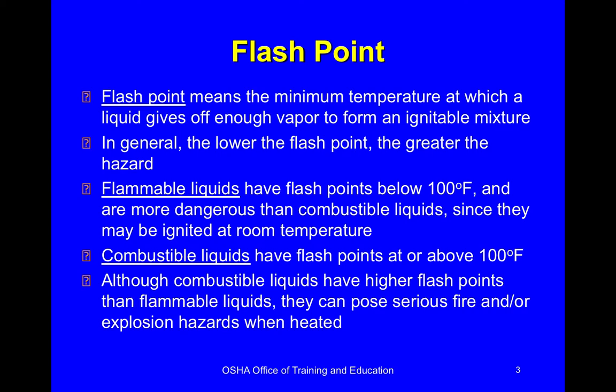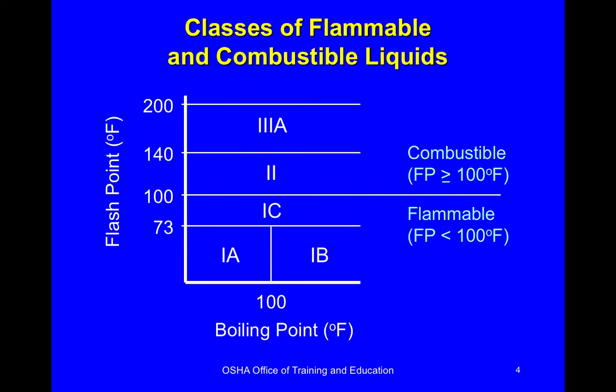Flammable liquids have a flash point below 100 degrees Fahrenheit. Combustibles have a flash point at or above 100 degrees Fahrenheit. That's the difference between the two. Typically, because our environment is cooler than 100 degrees, flammables are considered a little bit more dangerous to deal with.